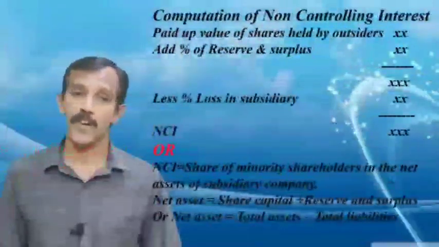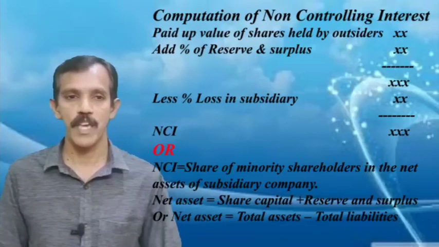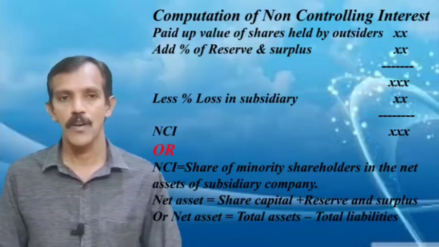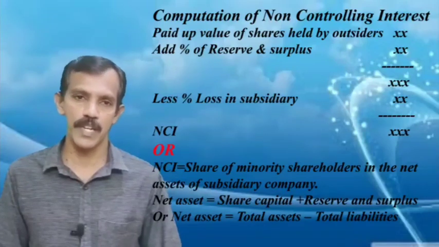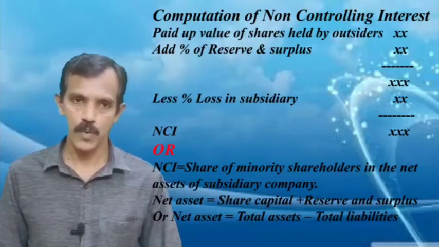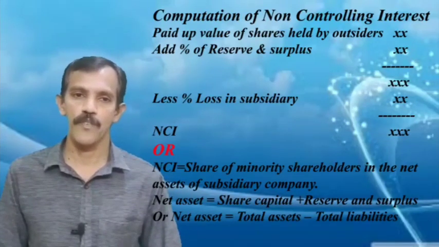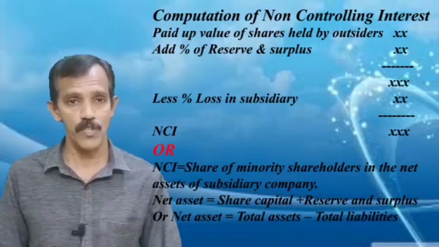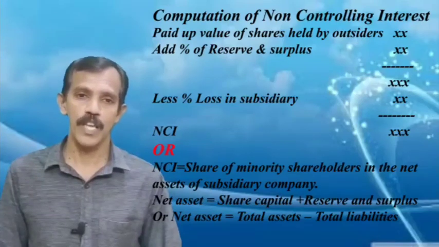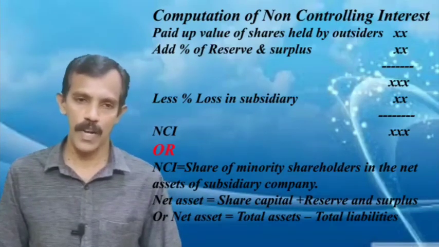Then, computation of non-controlling interest. For computing NCI, firstly we add the paid up value of shares held by outsiders and the proportionate share of outsiders in the reserve and surplus of the company. From the total of these two, we deduct the proportionate share of loss in the subsidiary for outsiders. Then we get non-controlling interest.